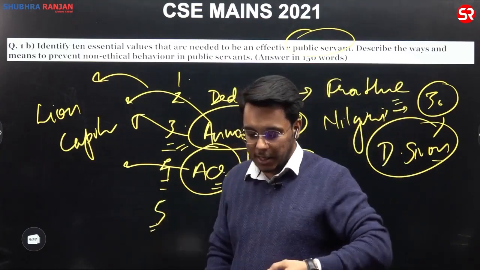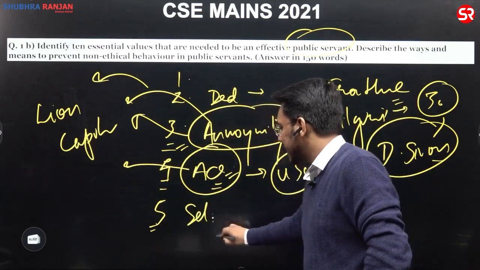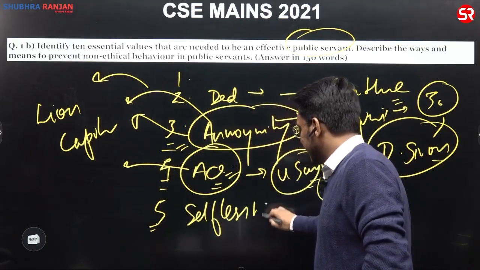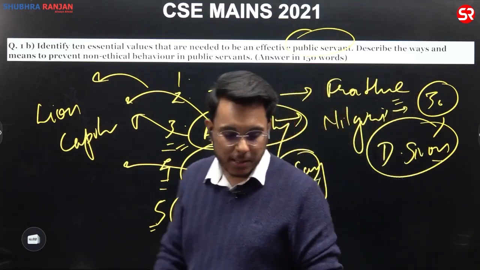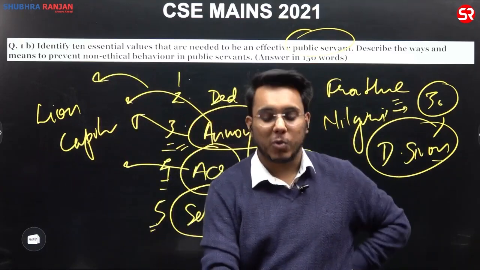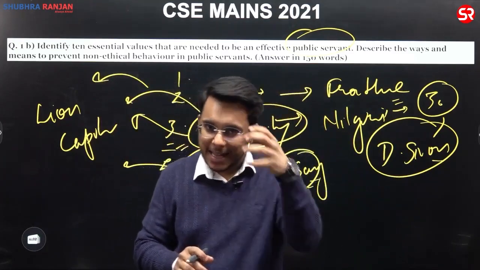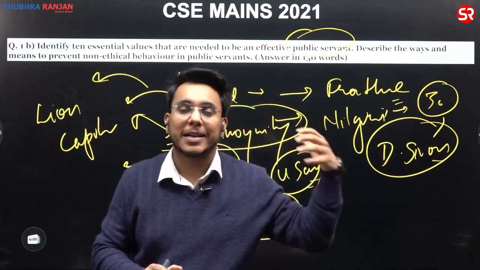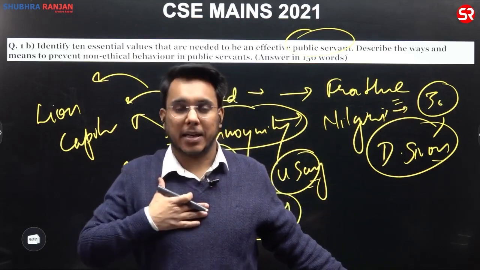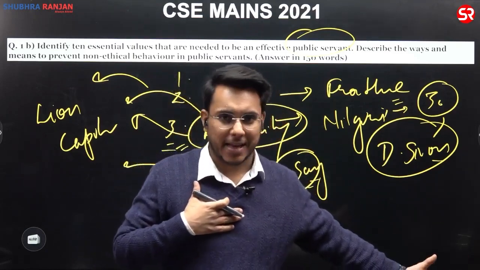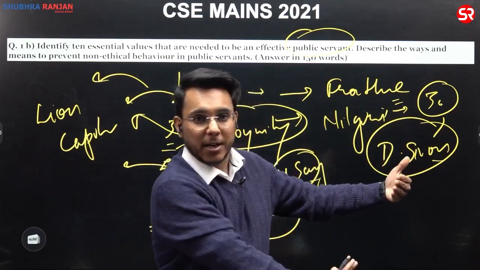Then the fifth value that is there is the value of selflessness. Selflessness has been explained in the Bhagavad Gita. What does the Bhagavad Gita say? It says that the actor needs to be detached from the action. I am an actor, I am doing one particular act, one particular behavior. I need to be detached from that particular action.